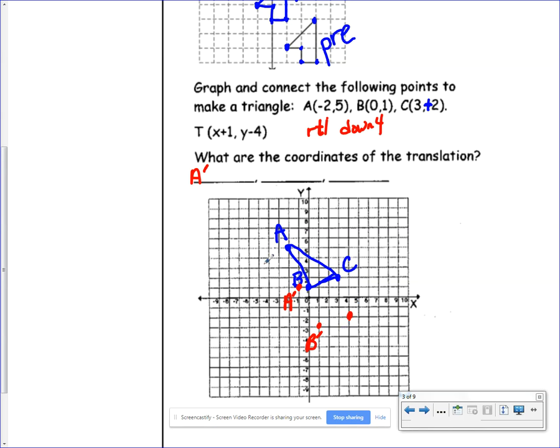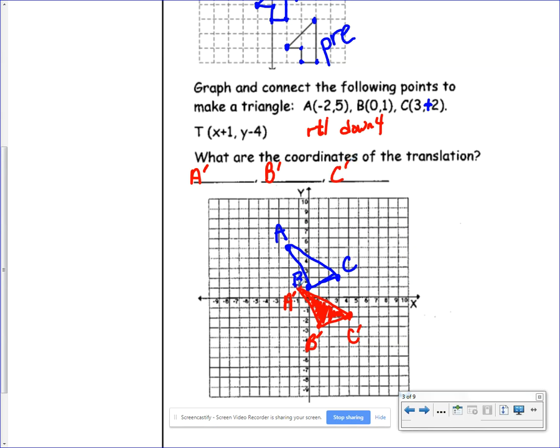Okay, here's your new transformed triangle. I got to make sure that looks right. To the right 1, down 2, 3, 4. All right, there we go. Looked a little weird at first. Okay, if you have different colors or you just want to shade one of them in so you can distinguish between the two. This is the pre-image. This is the post-image. A prime, B prime, C prime.